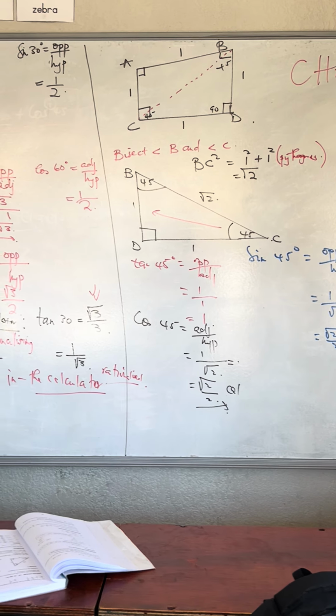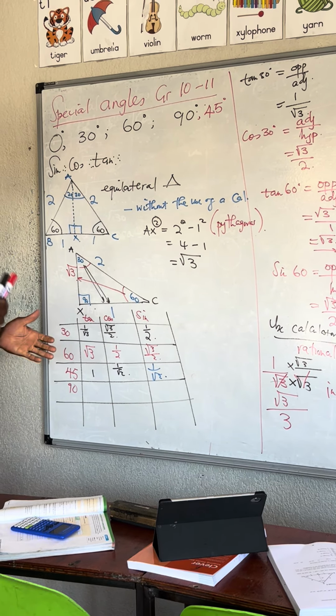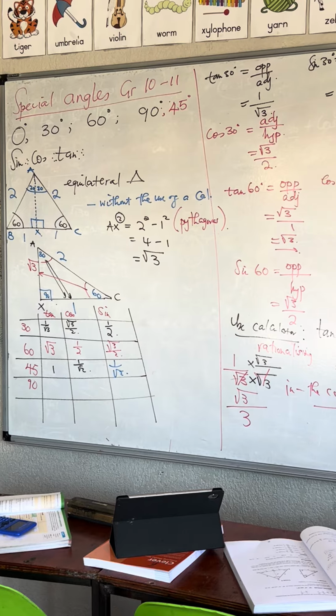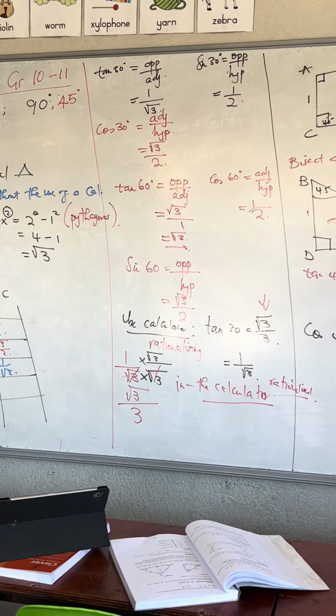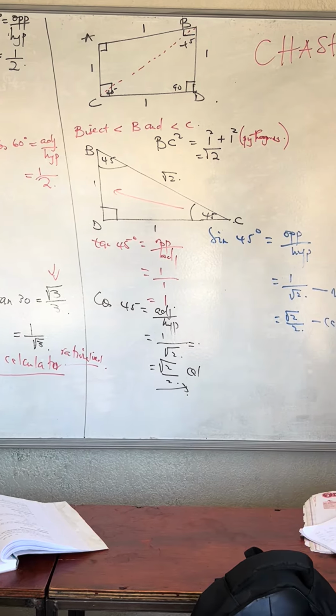So this is what we call our special angles, which are 30, 45, and 60. 90 is also a special angle, but for now I'm not going to do it in relation to what we see here.